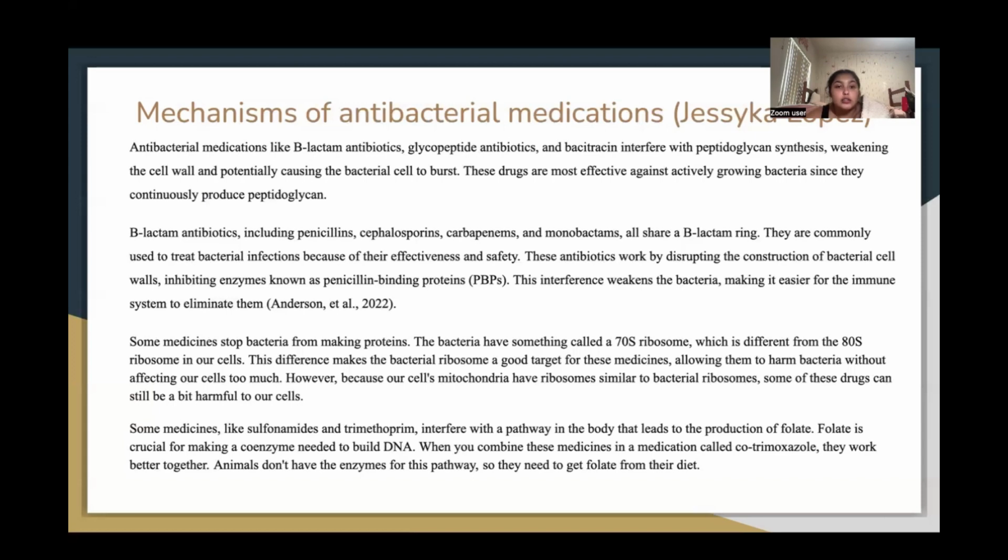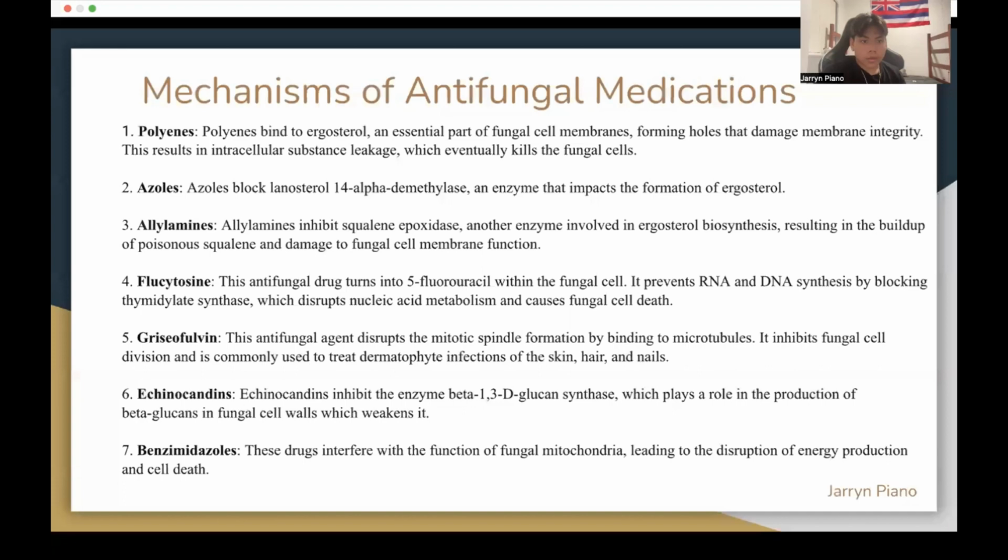Some medicines, like sulfonamides and trimethoprim, interfere with the pathway in the body that leads to the production of folate. Folate is crucial for making a coenzyme needed to build DNA. When you combine these medicines, it's a medication called cotrimoxazole. They work better together. Animals don't have the enzymes for this pathway, so they need to get folate from their diet.